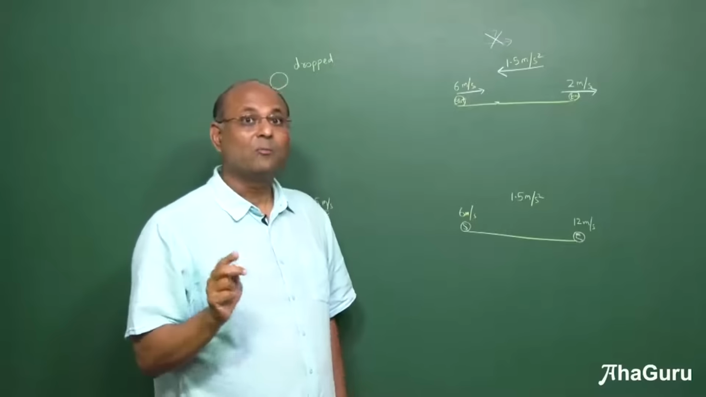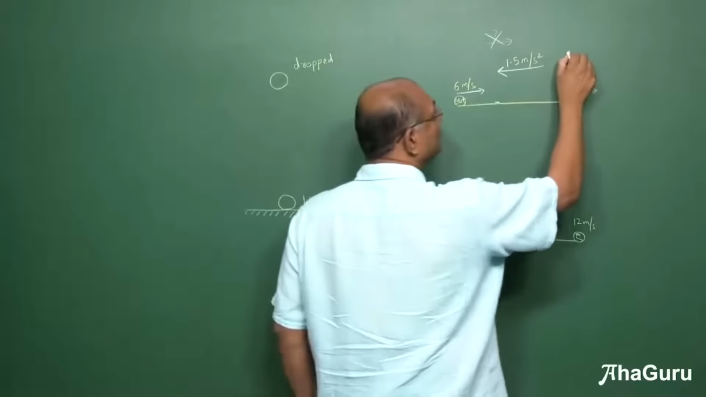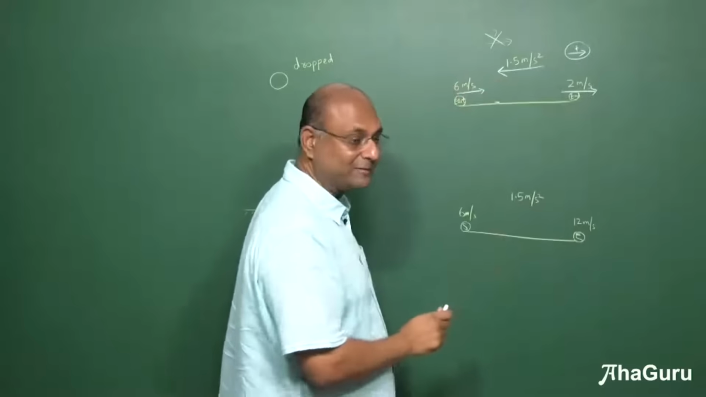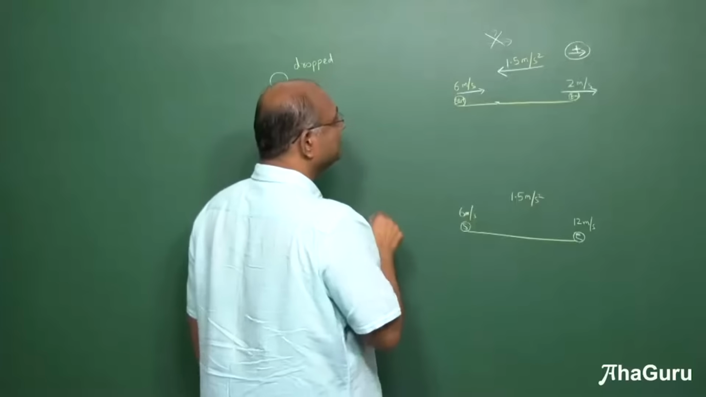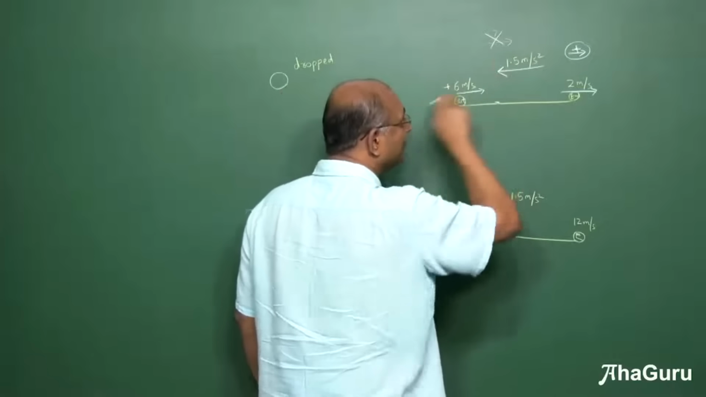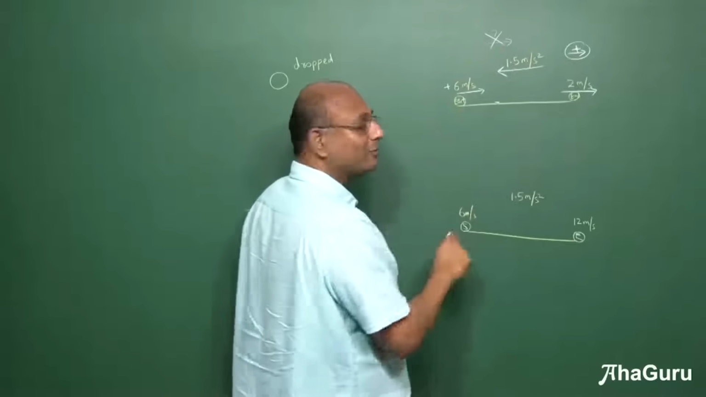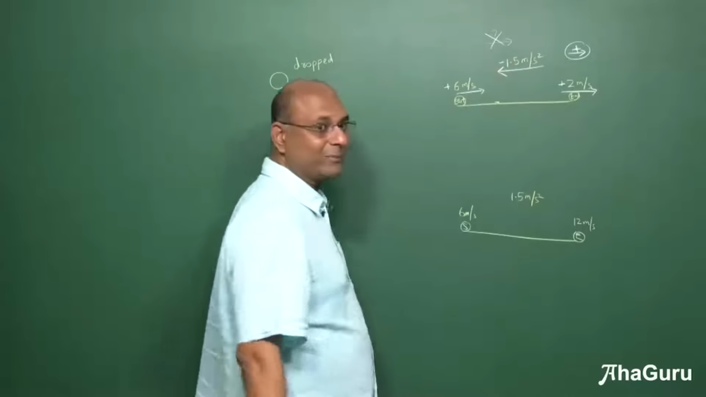Is it now positive or negative? We don't know because we have not yet chosen the positive direction. If I choose the positive direction like this, it is the most common positive direction. We choose it like this. Okay. Then this is plus 6. Notice, even before I chose it, I have the direction. Is it plus or minus? Depends on that fellow. This is plus 6, plus 2, minus 1.5.